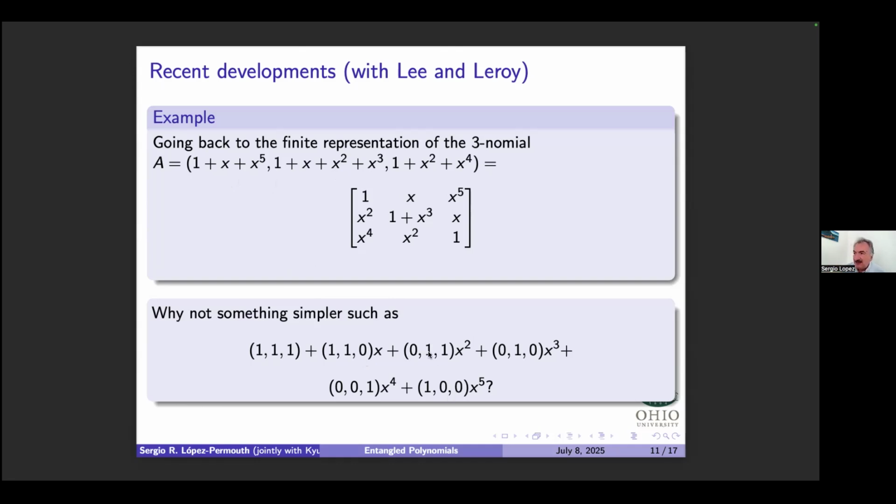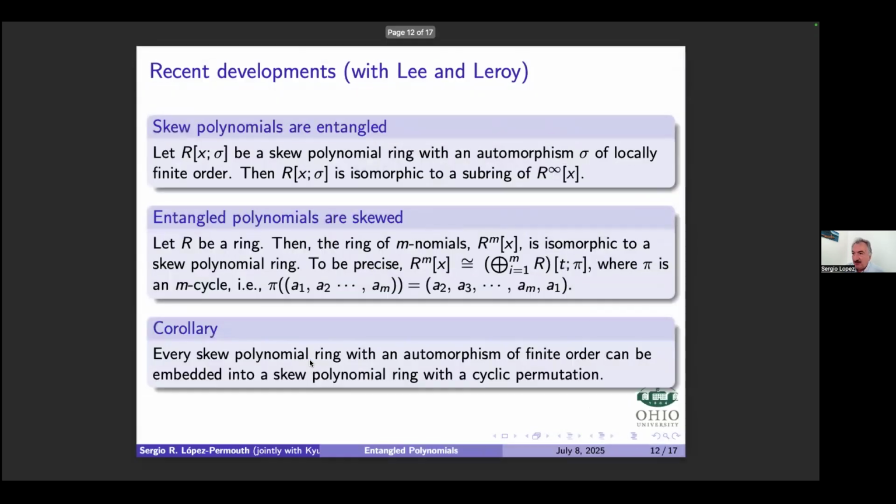And so, yes, my m-nomials look like polynomials over the direct product of the coefficients, but they don't multiply that way. But that's a situation that is somewhat familiar. That's what skew polynomial rings do. They look like polynomials, but they multiply differently because there is an automorphism. And so once you stop to think about it that way, this is not too surprising.